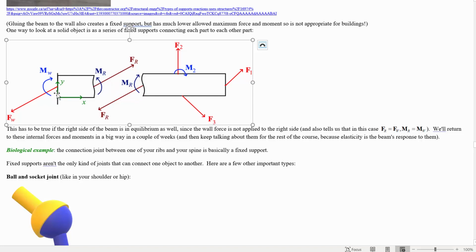That's going to be a big topic in 2 weeks, where we split up objects into different parts and then learn how to make graphs to describe what's going on internally, which is itself very important for understanding how objects respond to these forces and move in the topic of elasticity, which is a major thing we're going to spend 4 or 5 weeks on.